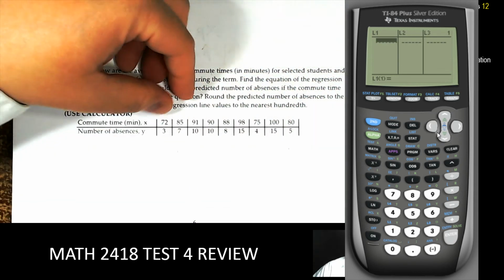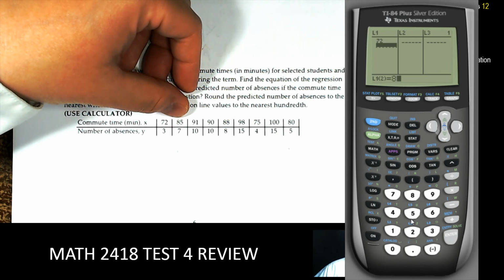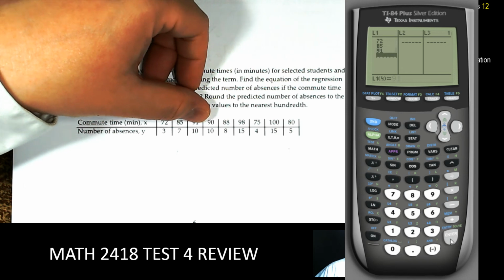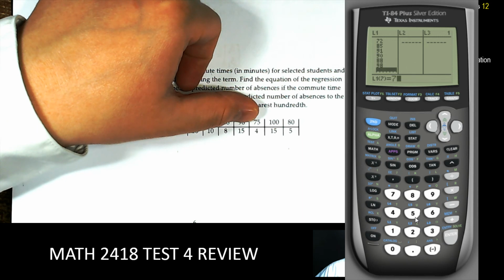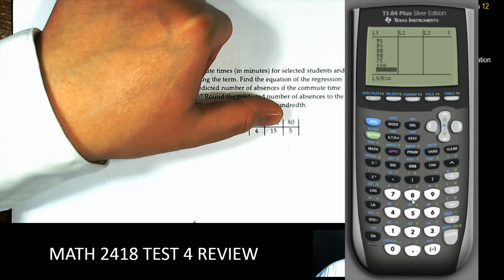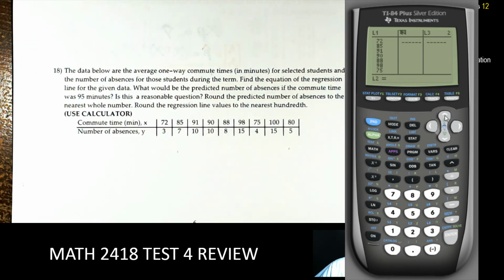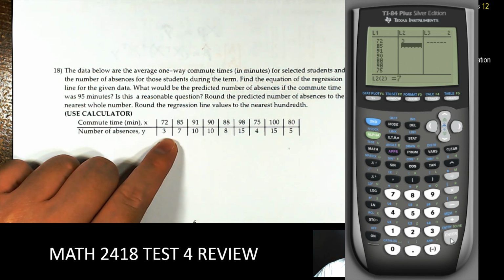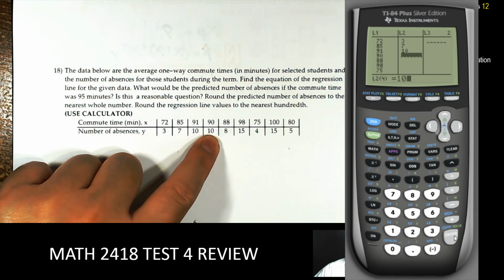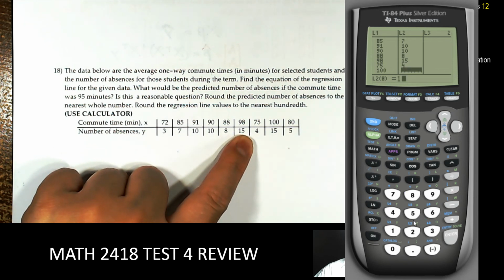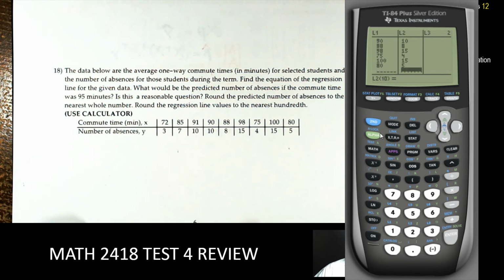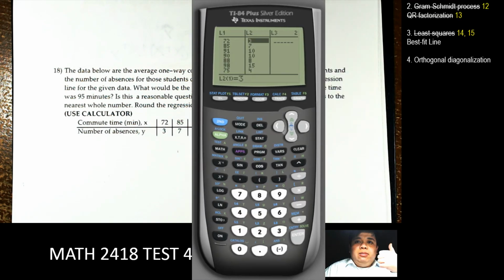Right, L1, those numbers: 72, 85, 91, 90, 88, 98, 75, 100, and 80. L2: 3, 7, 10, 10, 8, 15, 4, 15, and 5. Right. So we hit stat, edit, store those x and y, x to list one and Y to L2.